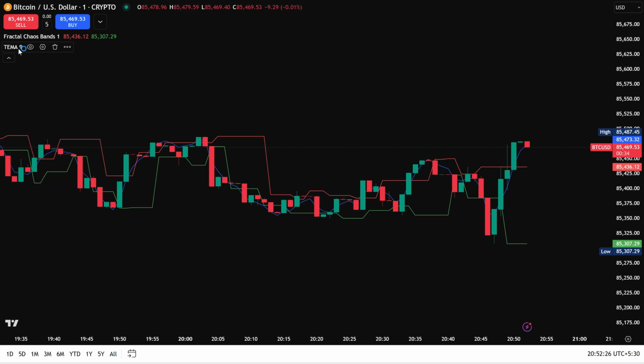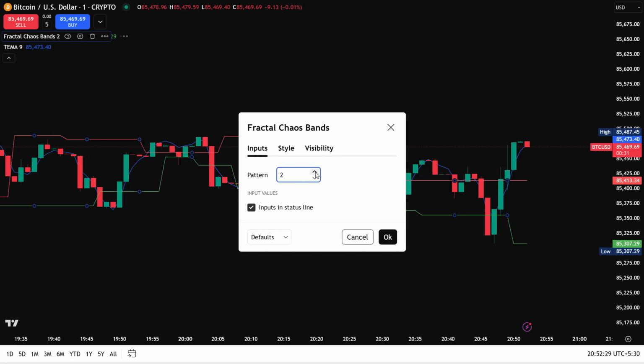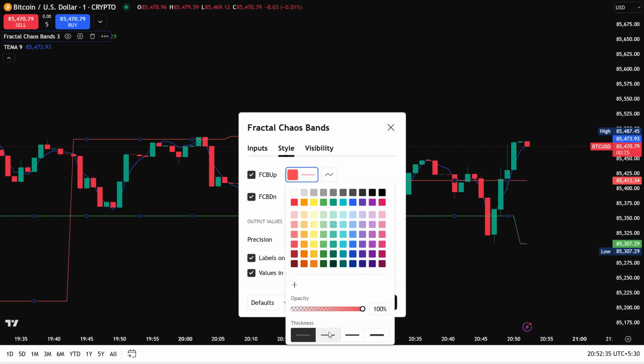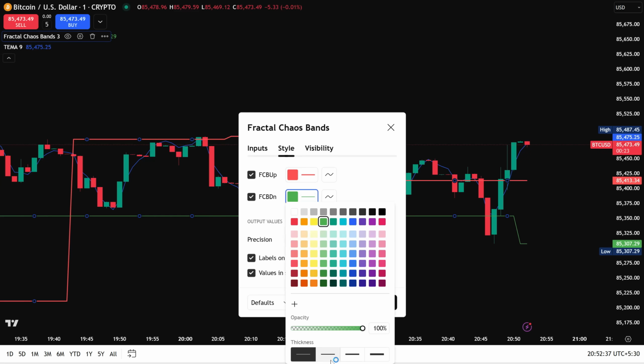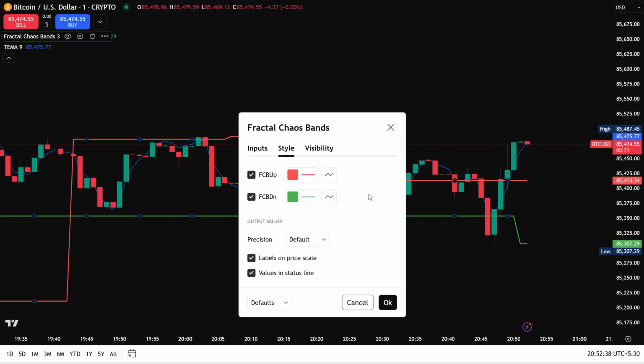All right, first things first, let's customize the indicator settings so it fits perfectly with our strategy. We'll begin with the fractal chaos bands. After adding it to your chart, go ahead and open the settings, then change the pattern value to 3. This adjustment makes the bands more responsive to recent price action, helping us catch more precise turning points in the market. Now, to make things easier on the eyes, I'm going to thicken the lines. This just helps us see the levels more clearly, especially when things get busy on the chart.